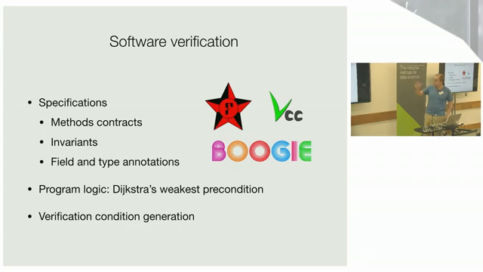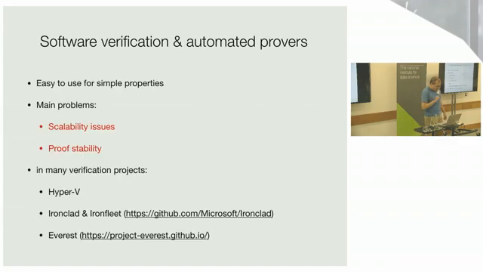All these tools, you have specifications. You're going to annotate your programs with contracts, invariants, field and type annotations, and so on. Most of them use a program logic like Dijkstra's weakest preconditions. And they have a verification condition generator, right? There is a module in these systems that is going to convert these annotations into formulas that have to be verified by Z3. So far, so good.